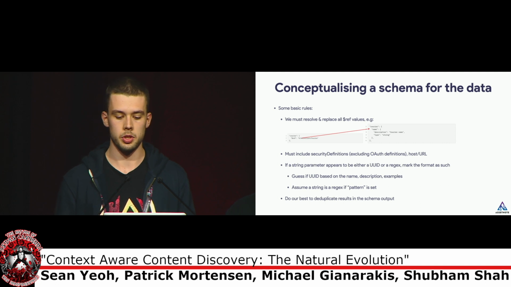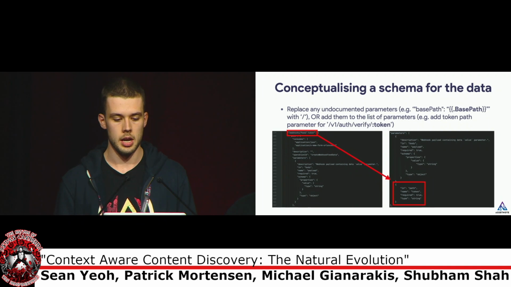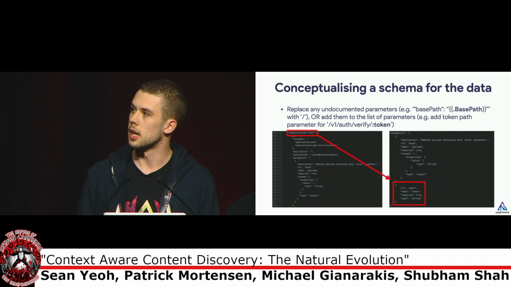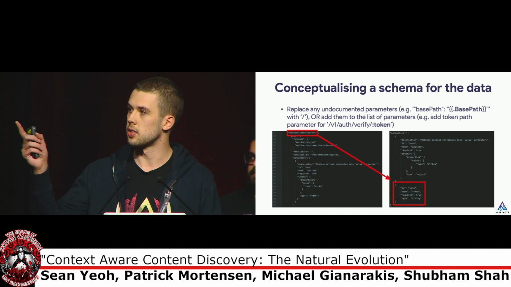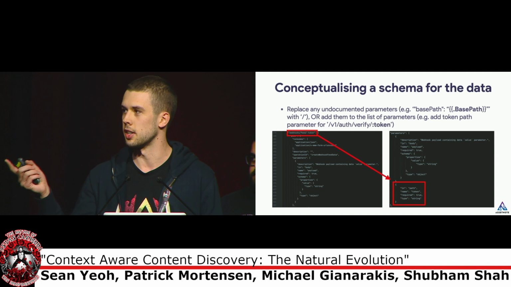And do our best to deduplicate any results that have come through. This is an example of what I mean by a path that doesn't quite include the token. In this case, we want to add that to the path so our tooling is able to fill those values and guess what it can.